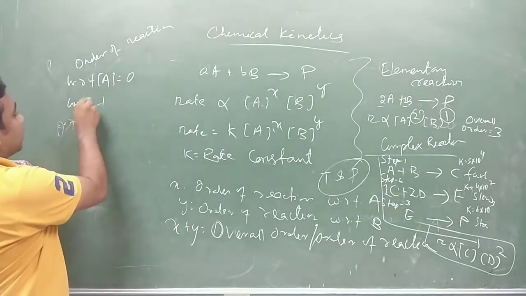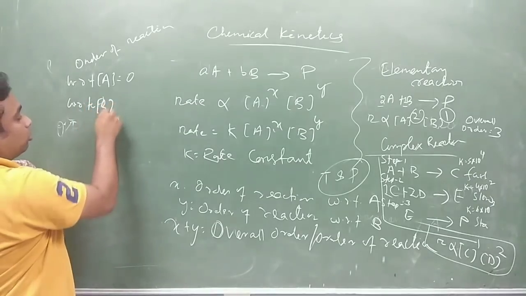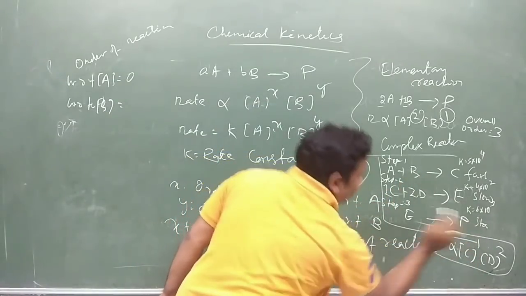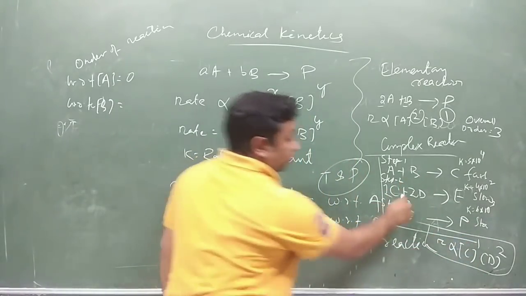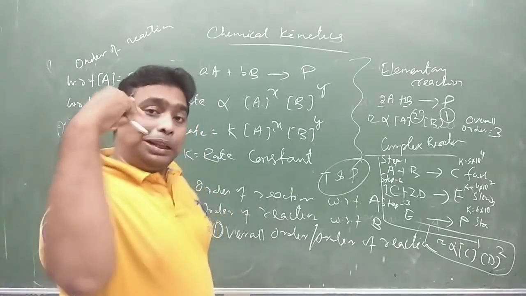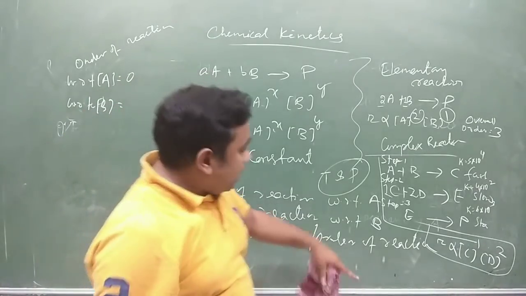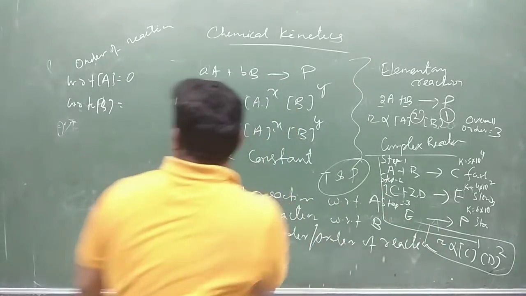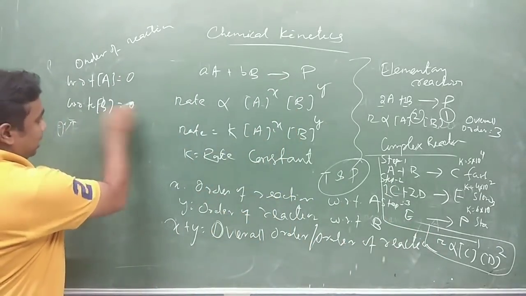So what will it be with respect to B? With respect to B also the answer is 0, because B is not involved in the slow step. Only what is involved in the slow step affects the rate. I hope you are getting it. So with respect to B, it will again be 0.